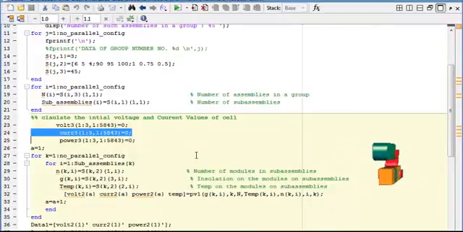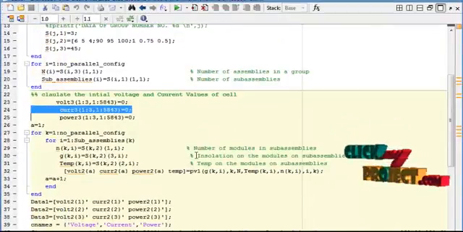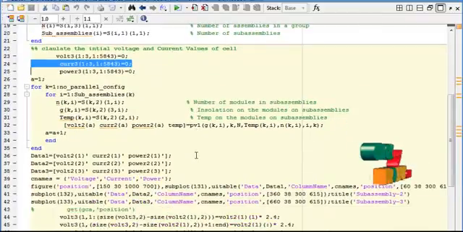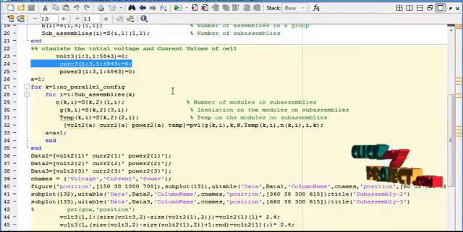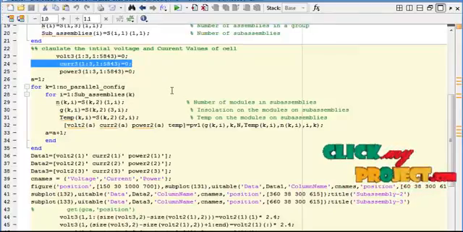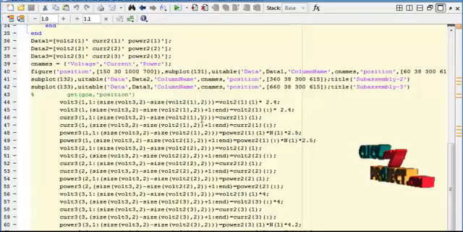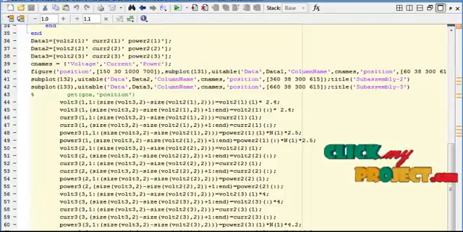This calculates the initial voltage and current values of the cell. So each and every cell, we are connecting the 4 cells for the PV, and then you get the power, current and voltage. So this is a sample of the coding. The main function is to get the output from the PV cells.